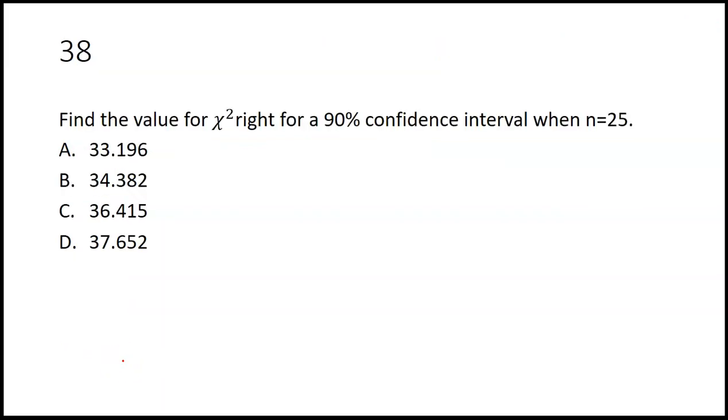Okay. So let's proceed. Question 38 is, find the value for chi square for a 90% confidence interval when n is equal to 25. To find the chi square, first you also need the degree of freedom. This is not t, but here too you need degree of freedom. Degree of freedom is equal to what? N minus 1, which is 25 minus 1, which gives you 24. I hope you get that. Now, after getting the degree of freedom, to get chi square, are you with me? Now, the formula is 1 minus c divided by 2.